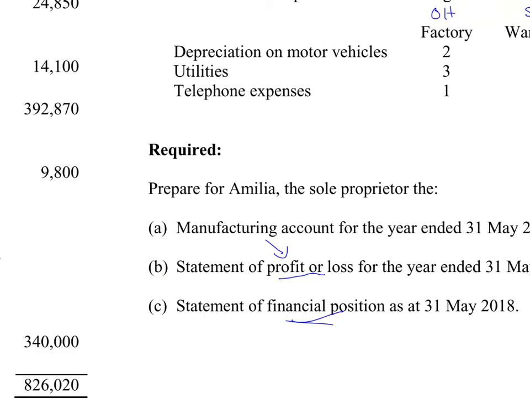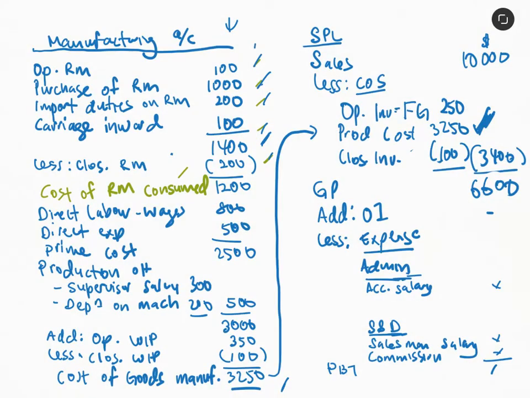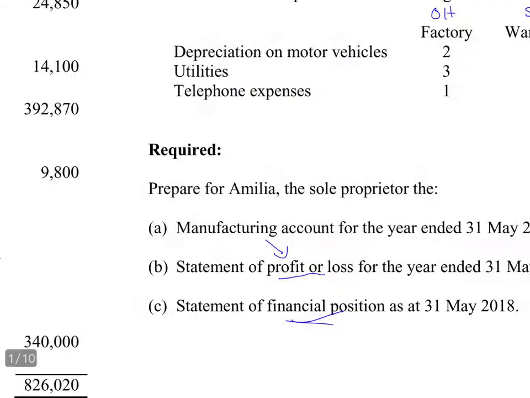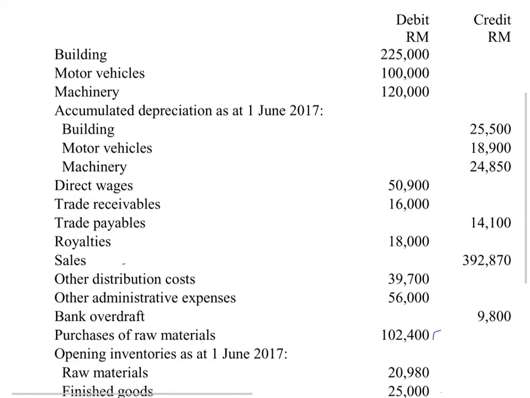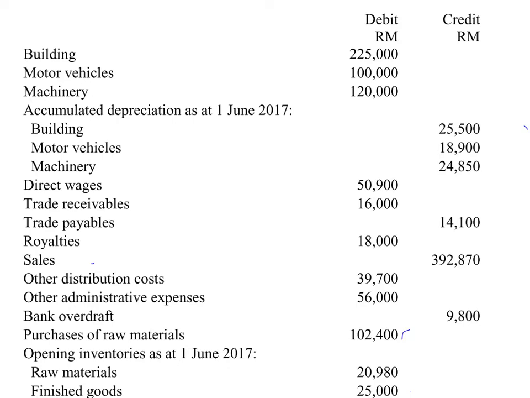Before we continue, we have to identify: manufacturing account, SPL or SFP. Manufacturing account, we know has all the material costs, labor costs, and wages, and so on and so forth. SPL, we know we have all these finished goods and other expenses. Try. Building, where will this appear? As manufacturing, SPL or SFP? This one appears in my SFP. Motor vehicle. Yeah, SFP asset. Machinery, SFP. Building accumulated.